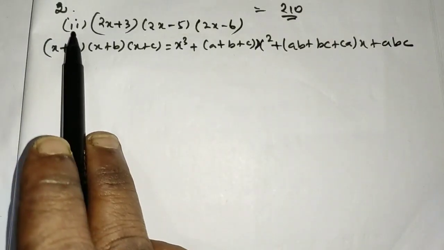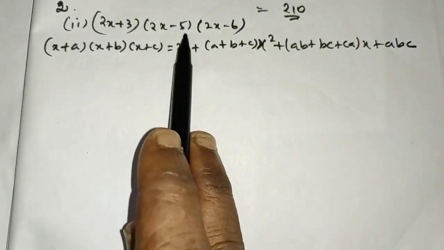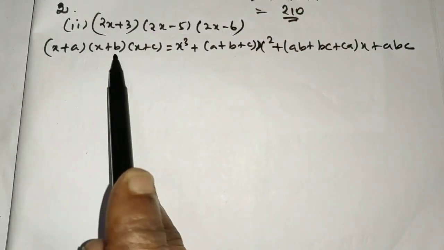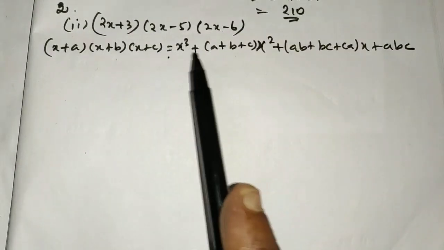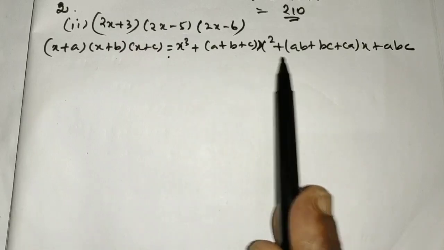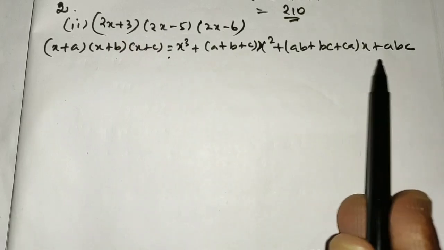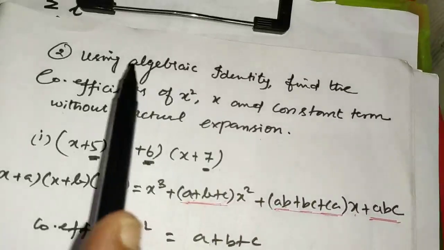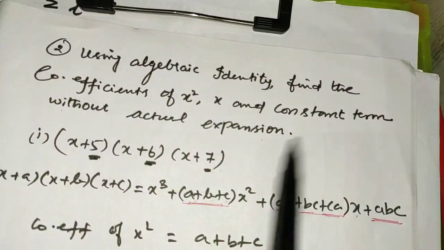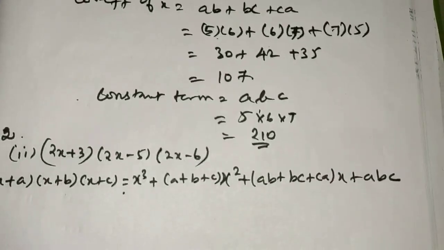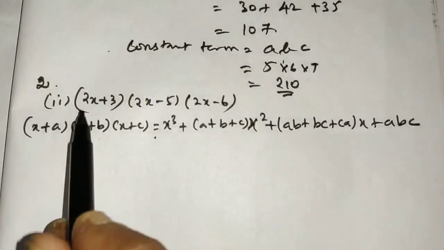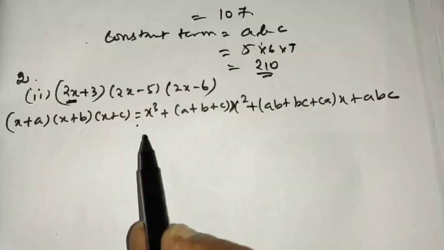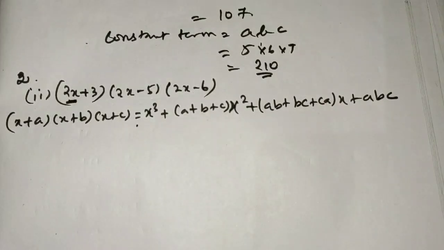Second sum, subdivision 2, we have 2x plus 3 into 2x minus 5 into 2x minus 6, which is in the form of x plus a into x plus b into x plus c. For that the expansion is x cube plus a plus b plus c into x square plus ab plus bc plus ca into x plus abc. Here also we have to find the coefficients of x square, x and constant term. But here in this expansion, instead of x we have 2x.